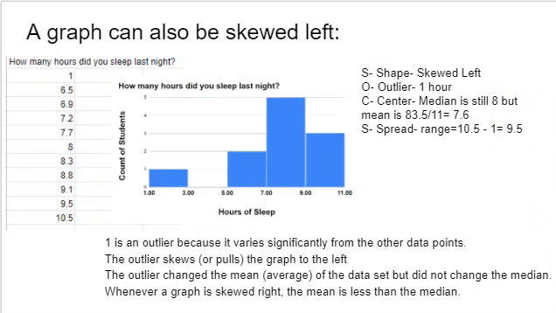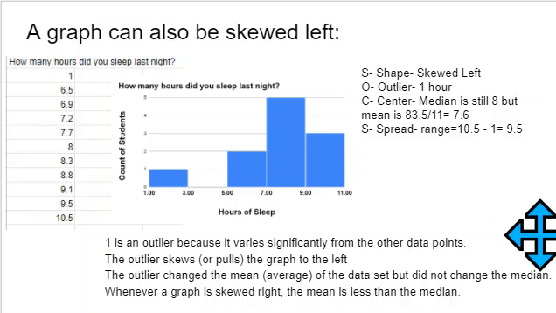A graph can also be skewed to the left. Take this data set. We put the largest value back at 10.5, but now the smallest value has been changed to 1. So now you can see that 1 is the outlier over here on the left. So now we say that the shape is skewed left. The outlier is 1 hour of sleep. For the center, the median is still 8. 8 is still our middle number, but now the mean is 7.6, and the spread, which we're going to describe with range, is 9.5.